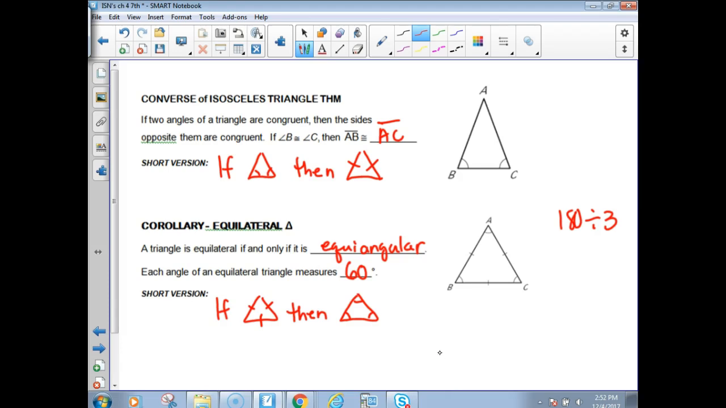You can also go in the opposite direction. So if all three angles are congruent, then all three sides would be as well. So you can go forwards and backwards with that one too. All right, so all of these angles, angle A is congruent to angle B, which is congruent to angle C, and they're all equal to 60 degrees.